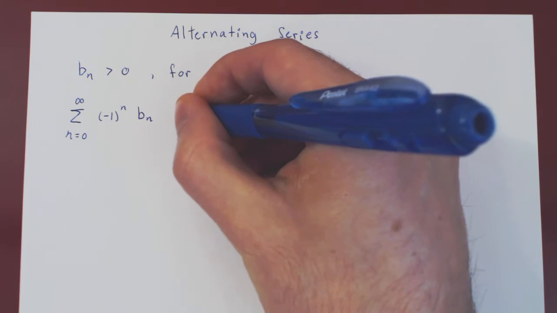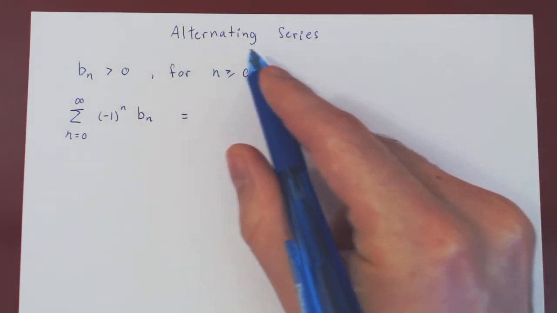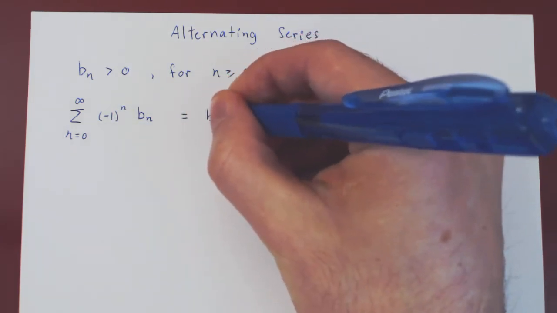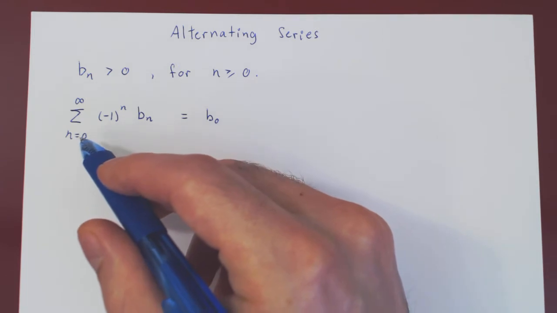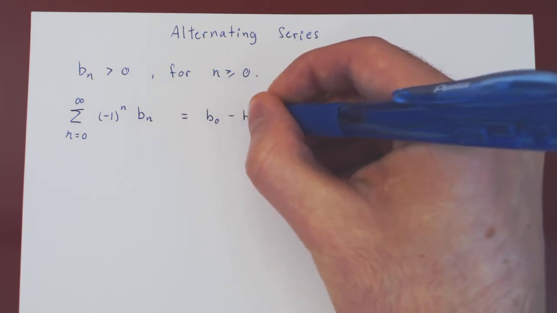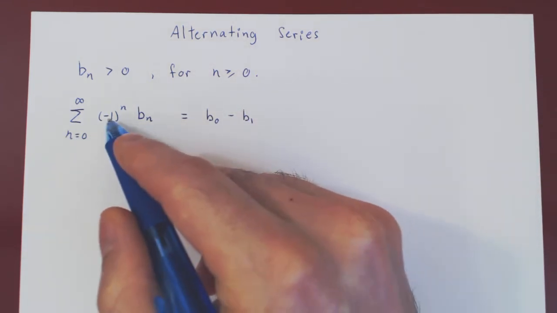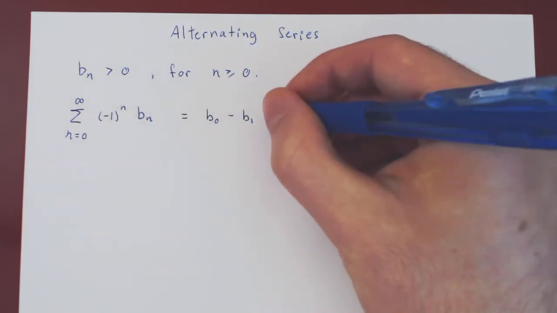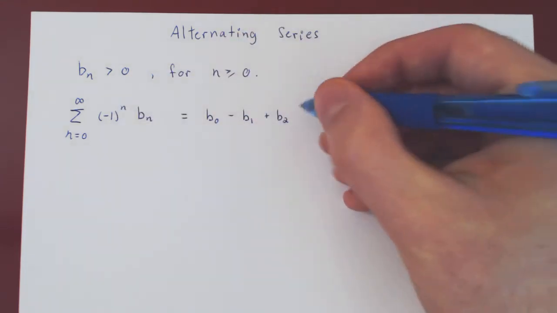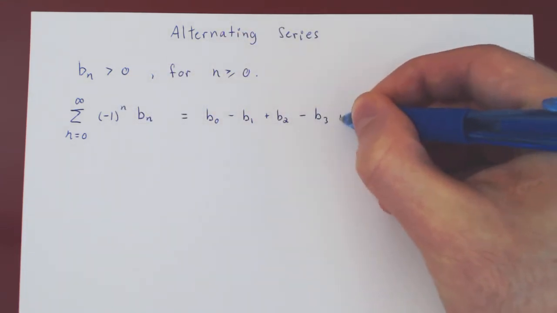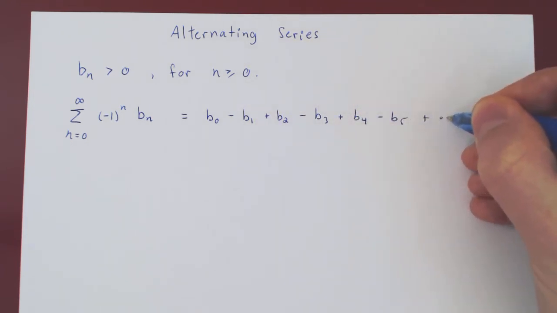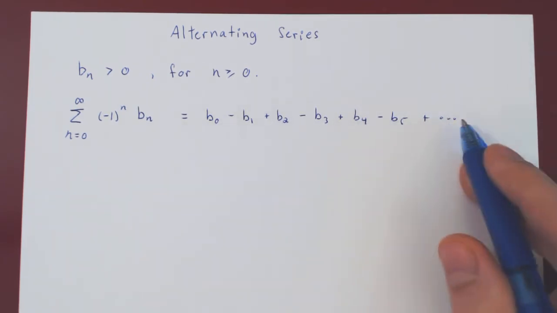So if you write out the first few terms of this series, you will see that you have an alternating series. When n is 0, negative 1 to the 0 is 1 times b0, which is positive, plus when n is 1, negative 1 to the 1 is negative 1 times b1, so minus b1, plus when n is 2, negative 1 squared is 1 times b2, so plus b2, and you see where this is going. Then n is 3, which is odd, so negative b3, then n is 4, which is even, positive b4, negative b5, and so on. And that's what an alternating series is.